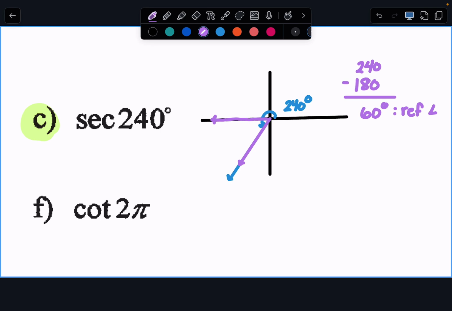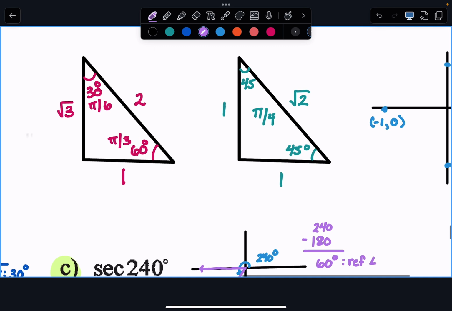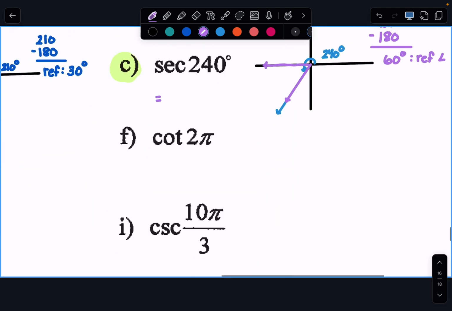Cosine. So what I like to do is I'll go to my triangles and I'm going, okay, I'm doing cosine of 60 degrees, which is what? 1/2, right? Cosine of 60, 1 over 2. And then I'm going to flip it and get what? 2. And then is it positive or negative in the third quadrant? Negative, right. Because cosine is negative in the third, so is secant.